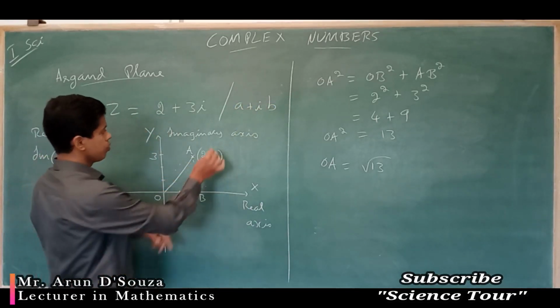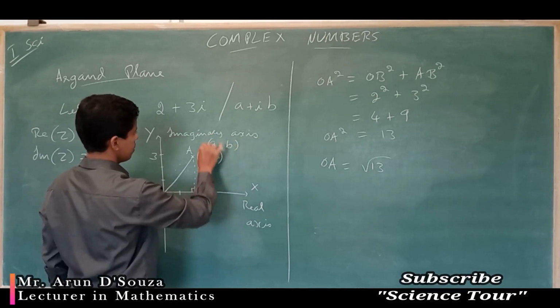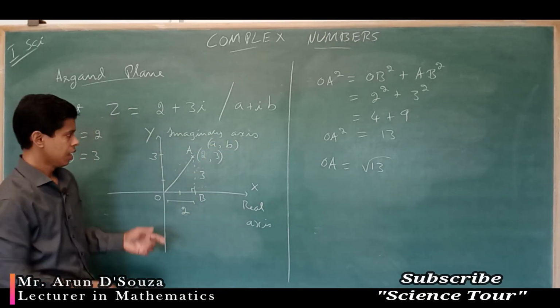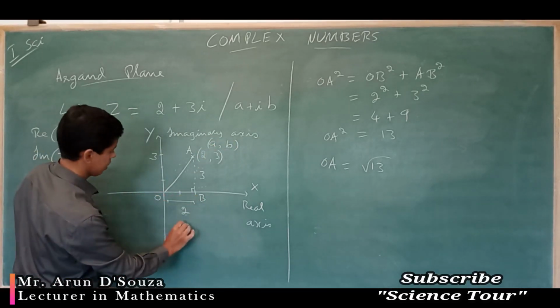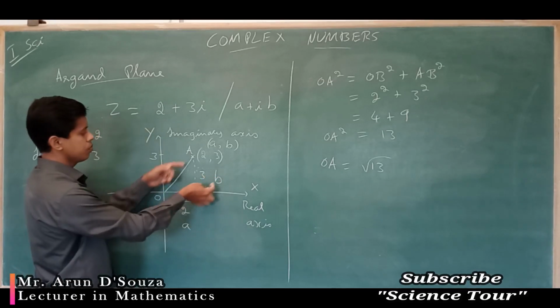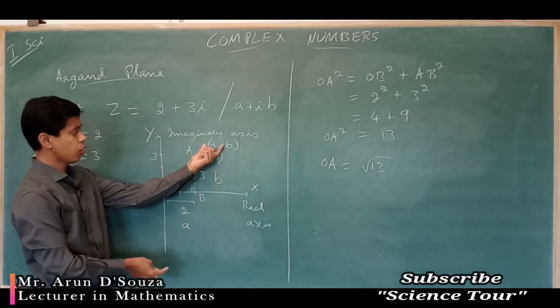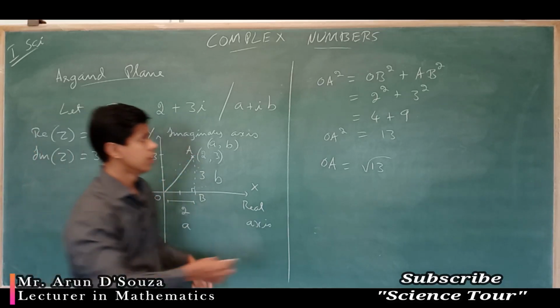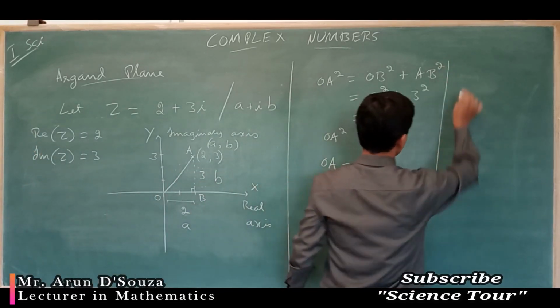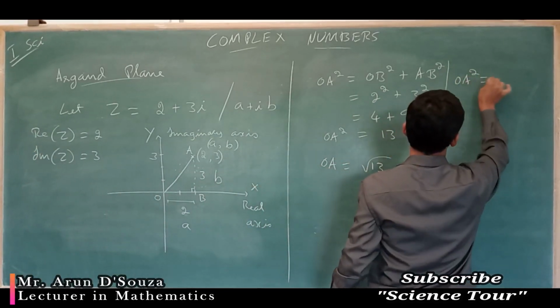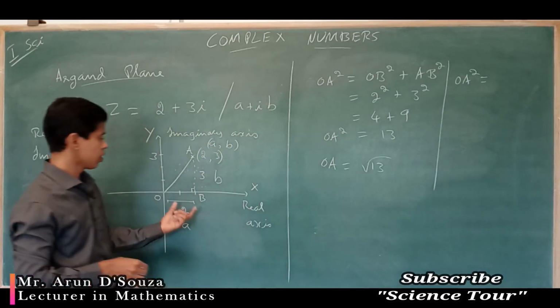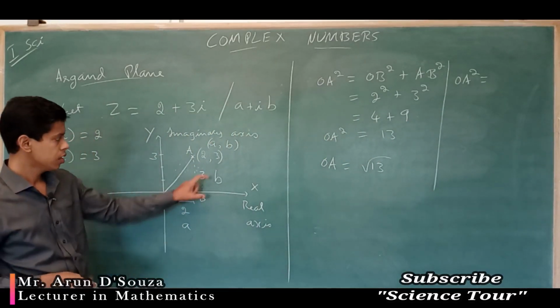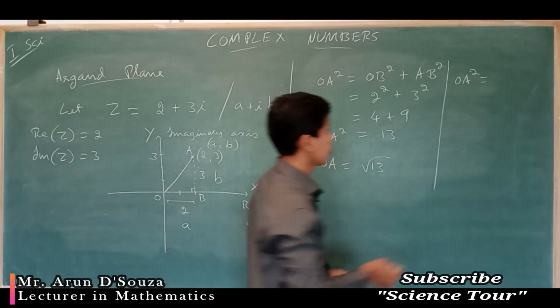Then this point would be (a, b), and the origin is (0, 0). And what is this length? That would be a, and this would be b. If this point is (a, b), then what would be OA squared? So OA squared would be a squared plus b squared.